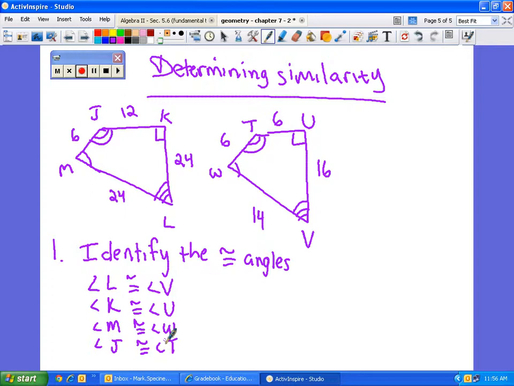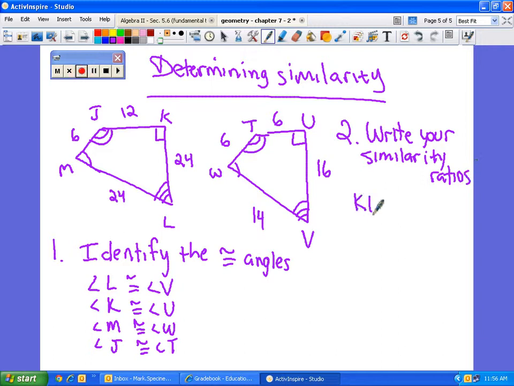KL. Okay, so KL. So step 2 is to write your similarity ratio. So KL, and what side? So KL goes from the right angle to the angle with 3 bars. So what side on this figure goes with KL? UV, that's right.